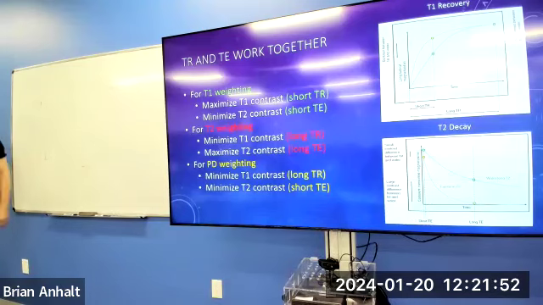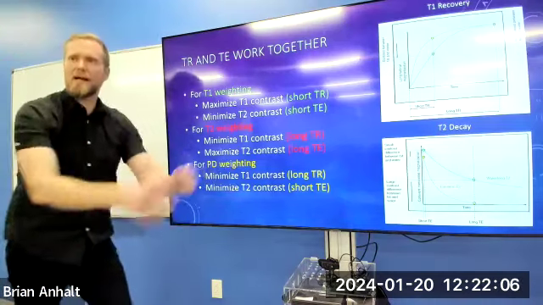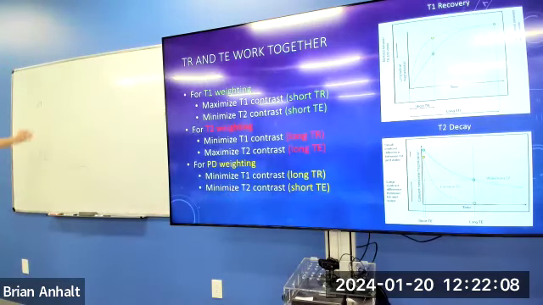Everything's bright, right? Some are a little bit brighter than others based on the proton density, but there's a lot of signal here. We're not waiting for any dephasing to occur, right, or very minimal. And then we're waiting for full longitudinal recovery so we can flip everything back into the transverse plane again. So proton density, a lot of signal, contrast is not that great.